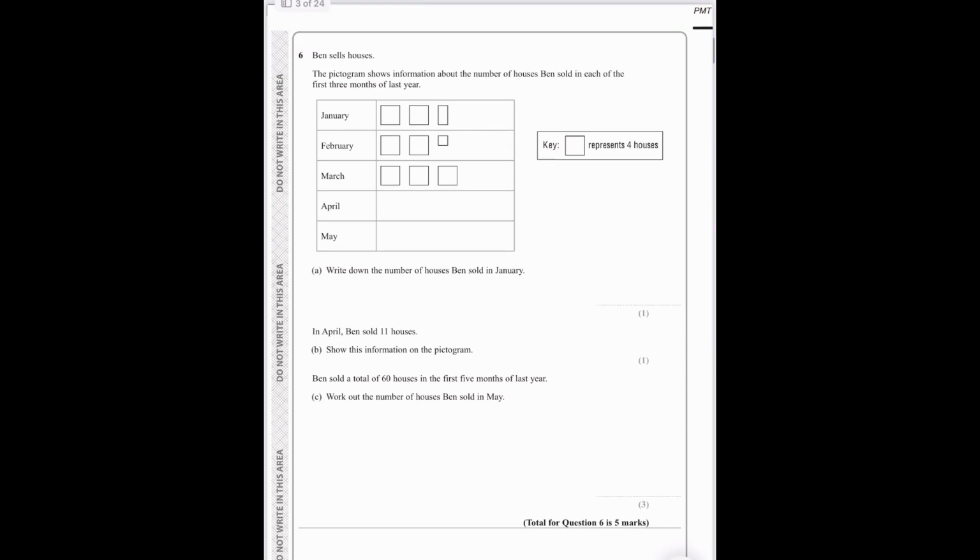Ben sells houses. The pictogram shows information about the number of houses Ben sold in each of the first 3 months of the year. Now we can see that 1 square equals 4 houses. So this is a 4, this is a 4, this is 2. So there are 10 houses here. This one is going to be 9, this one is going to be 12. Write down the number of houses Ben sold in January. Well, that is 10. In April, Ben sold 11 houses. So that's going to be 4, 8, 9, 10, 11.